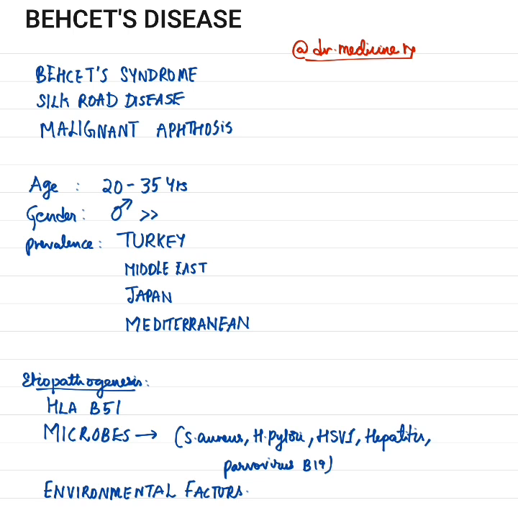In today's video we'll be discussing Behcet's disease. It is a type of neutrophilic dermatosis, and in the forthcoming videos we'll be discussing a few of the neutrophilic dermatoses. Behcet's disease all in all is an autoinflammatory systemic vasculitis of unknown etiology.